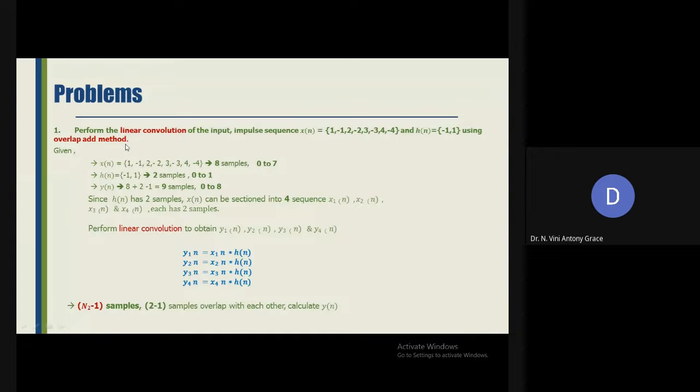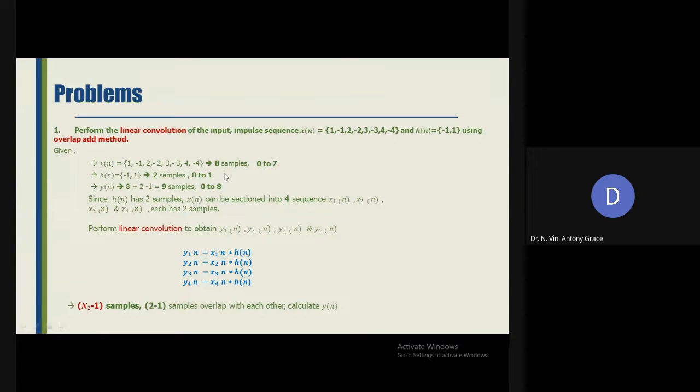Try to solve this problem along with me. My humble request is don't sit idle. Okay. Hope you have taken down this input values x of n and h of n. Next. X of n has 8 samples.